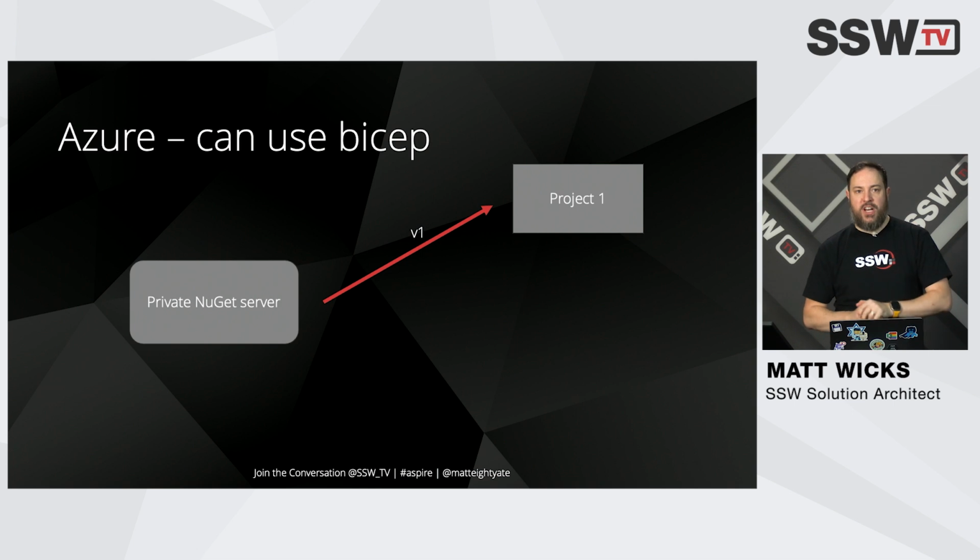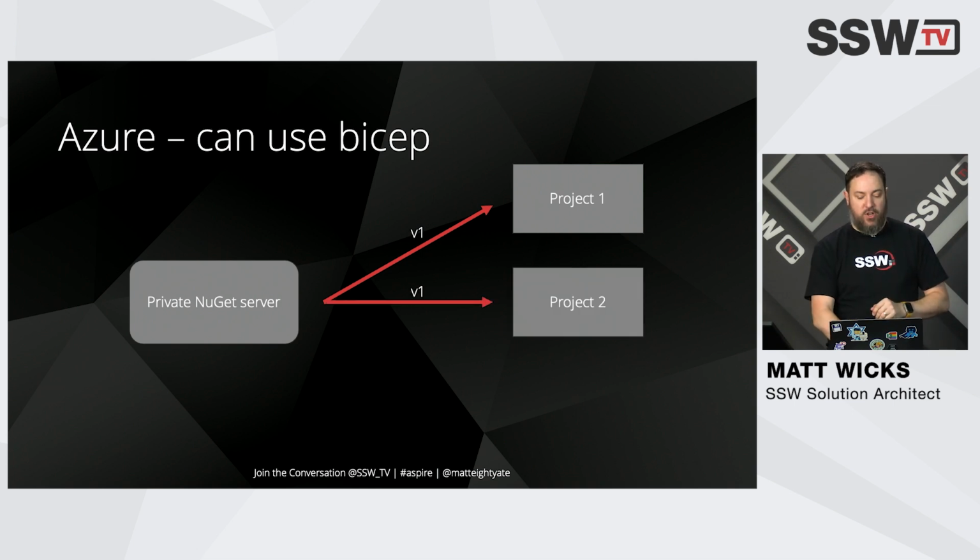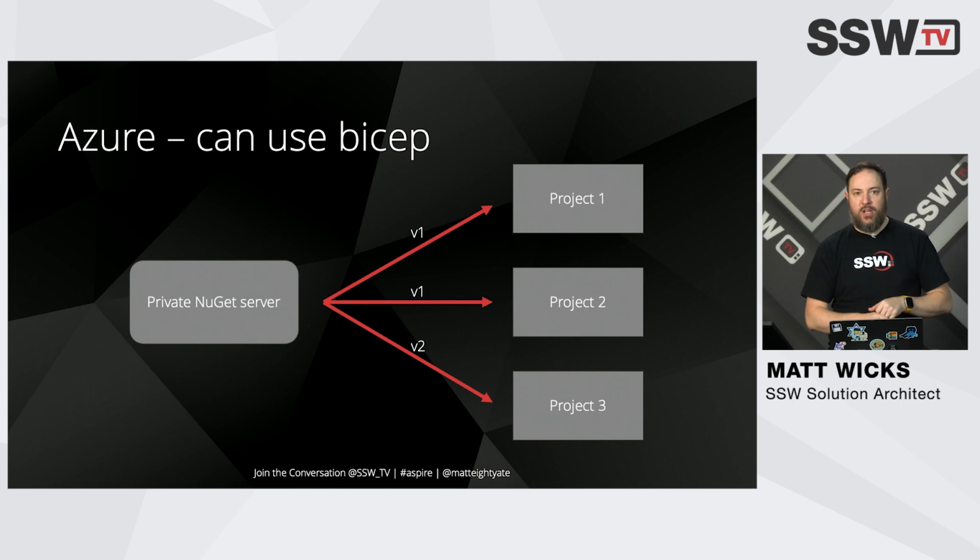And we got version 1, and project 1 is using version 1. Project 2 comes along, they use version 1. But then we update, we've got version 2, and project 3 uses version 2. And I want to go and do an audit on all the different applications in my organization and find out if they're all up to standard.